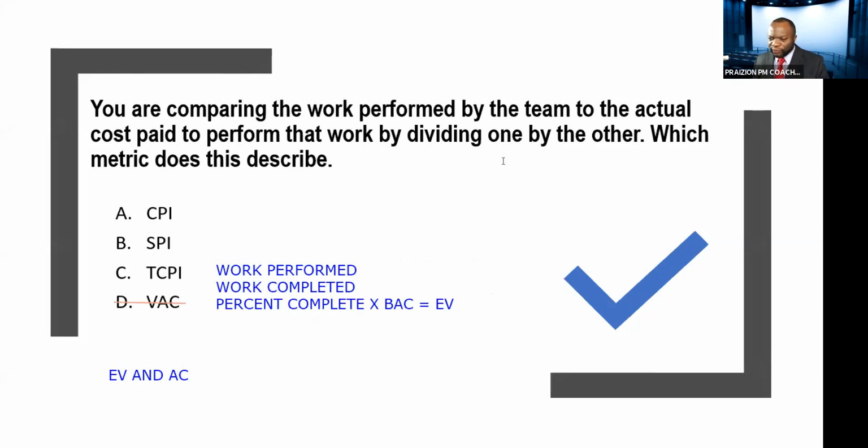Someone type in the formula for VAC. If you know the formula for VAC, please type it in. What is the variance at completion formula? Thank you, Katie, and that's correct. It is indeed. No, almost.